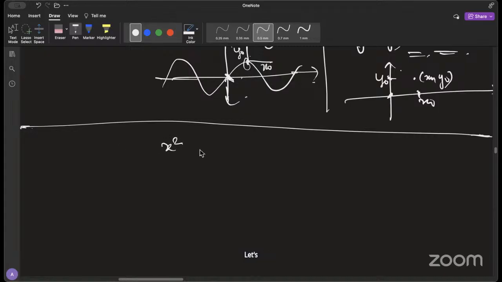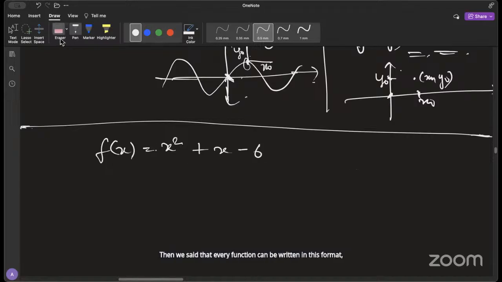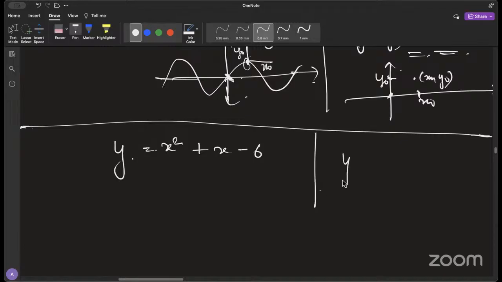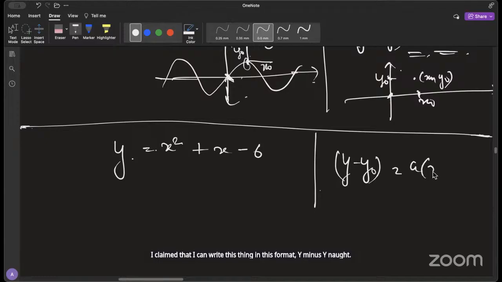Let's do this thing. Let's do the example that we've been doing repeatedly. So let's take this one. If you have this as function, then we said that every function can be written in this format, right? Where this is y. f(x) and y are the same things, right? So I claimed that I can write this thing in this format, y minus y naught equals a times x minus x naught whole square, right? Let's try to write it.